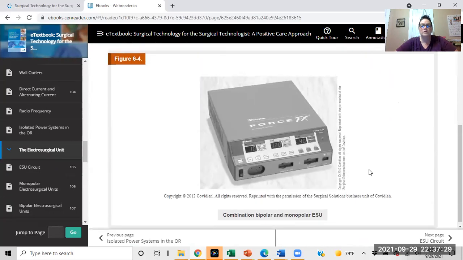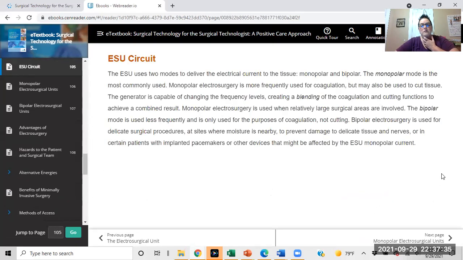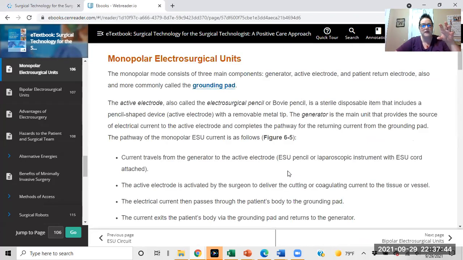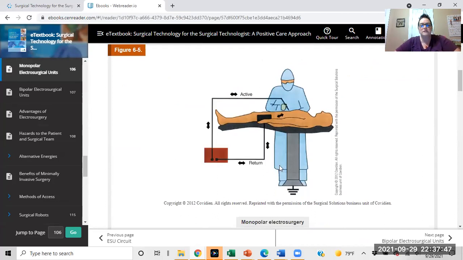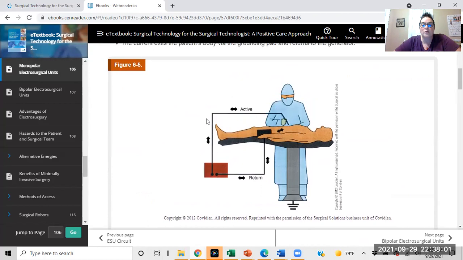There's an ESU itself. Let's look at the circuit, because this is important for you to be aware of, so that you can understand how the patient is playing a role in this. Here we go. So here you can see the grounding pad is basically where the circuit starts, to a degree. And this is a monopolar, so the energy is going from the ESU to the patient, to that active electrode.